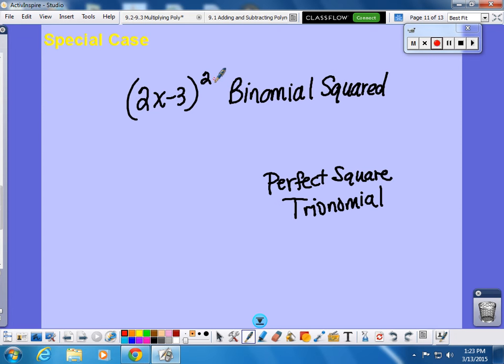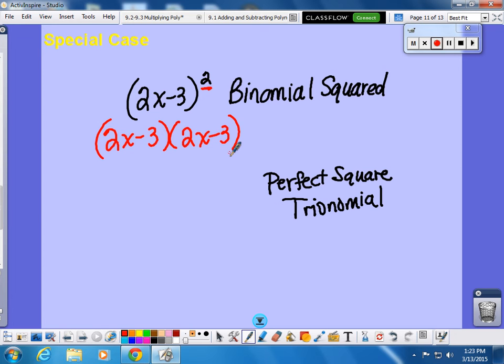They'll say, oh, the answer to that must be 2x times 2x, 4x squared, let's see, negative 3 times negative 3 plus 9. But that's not right. What does squaring something tell you to do? Multiply something by itself. And so I will have 2x minus 3 times 2x minus 3.